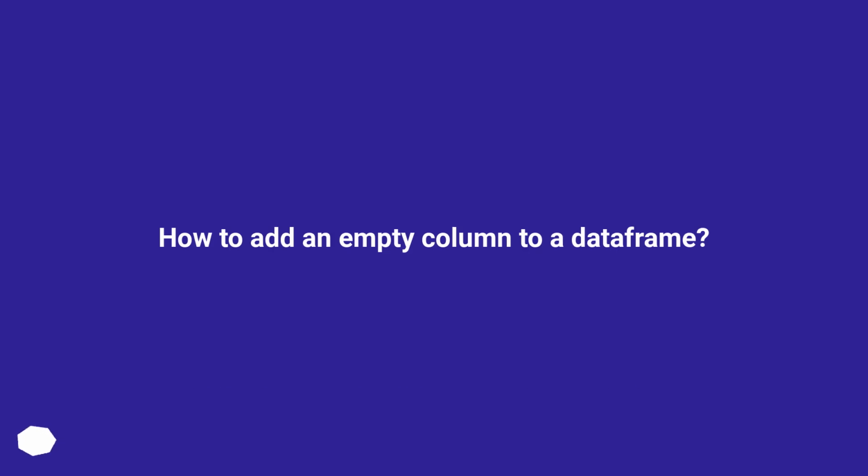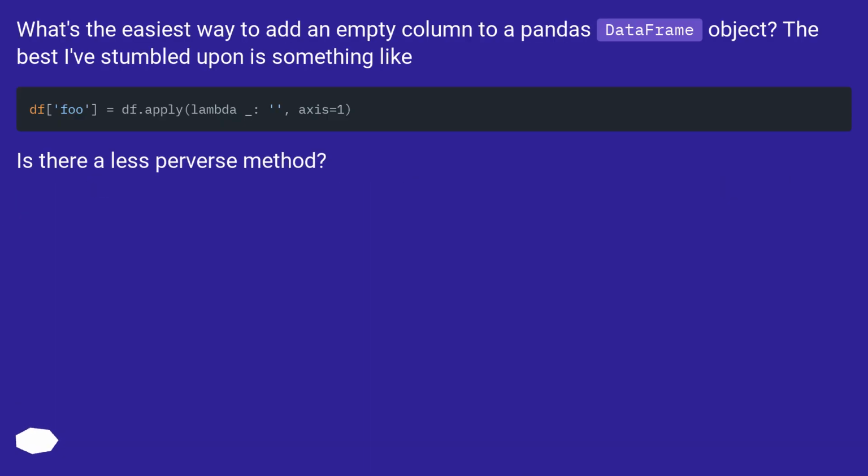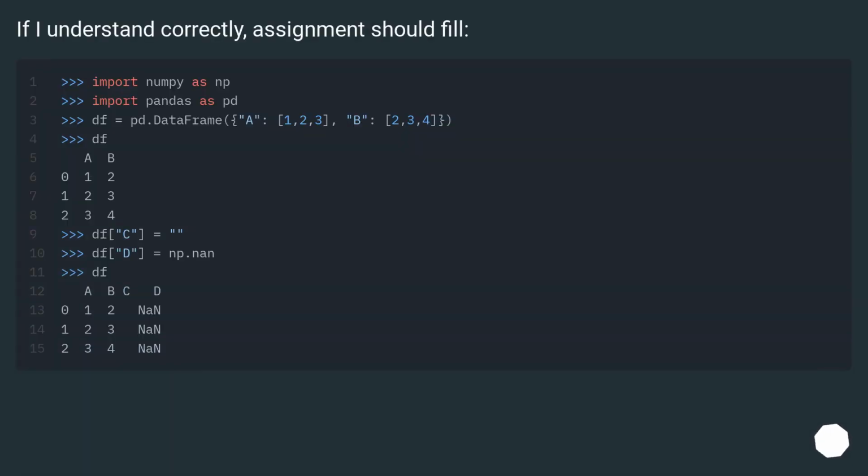How to add an empty column to a data frame? What's the easiest way to add an empty column to a pandas data frame object? The best I've stumbled upon is something like. Is there a less perverse method? If I understand correctly, assignment should fill.